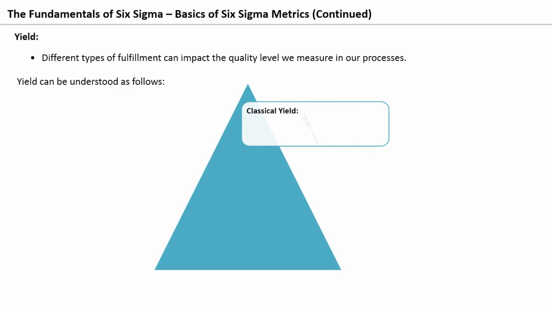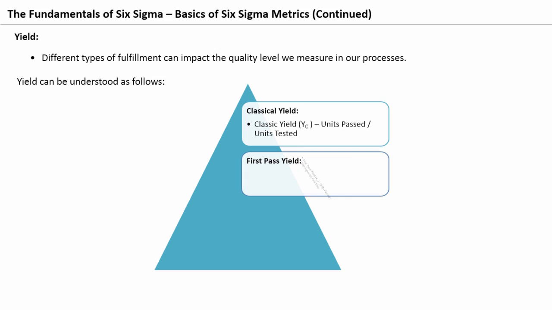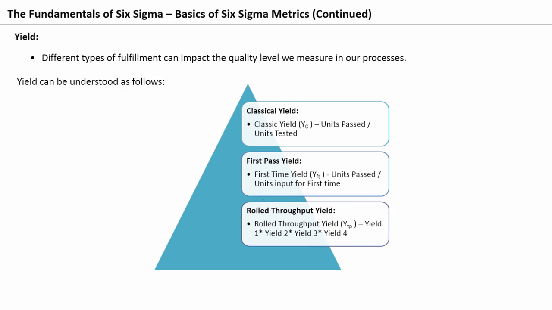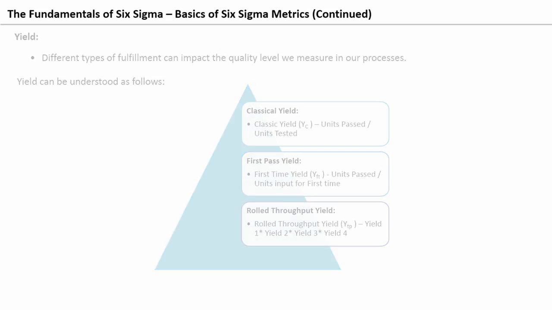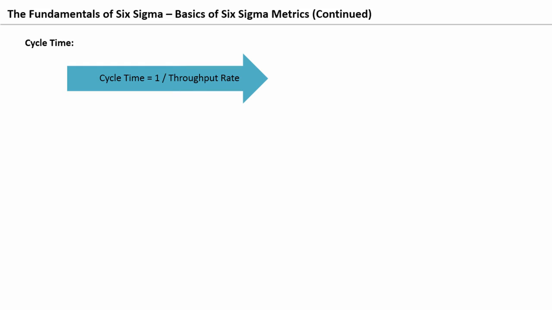Classical yield. Classic yield, or YC, equals units passed divided by units tested. First pass yield. First-time yield, or YFT, equals units passed divided by units input for first time. Rolled throughput yield. Rolled throughput yield, YTP, equals yield 1 times yield 2 times yield 3 times yield 4. Cycle time. Cycle time equals 1 divided by throughput rate.